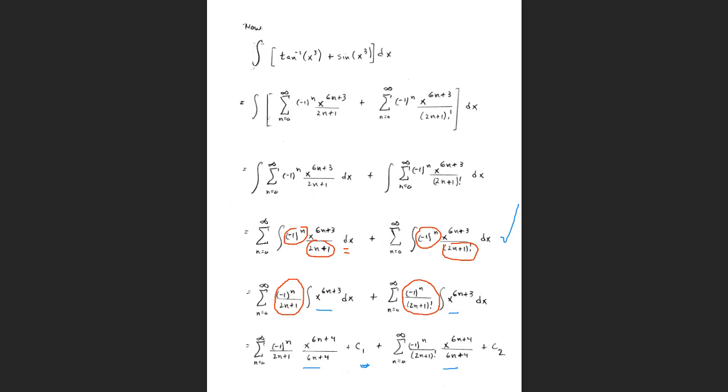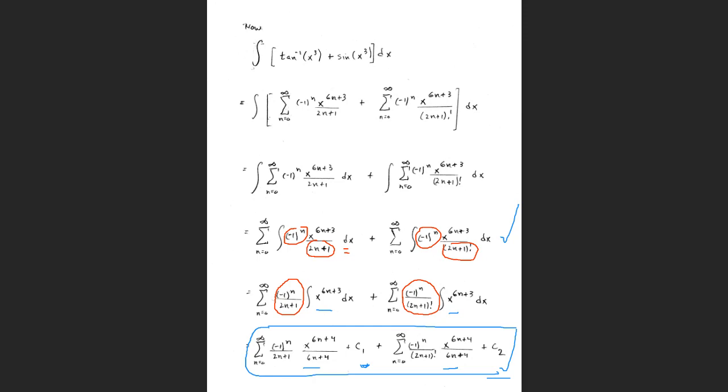What we found now down here is a power series representation for the antiderivative of the arctangent of x cubed plus the sine of x cubed for a certain interval of convergence, of course. But that's pretty cool to be able to take an indefinite integral and express that indefinite integral as, well, in this case, the sum of two power series, right? Pretty cool.